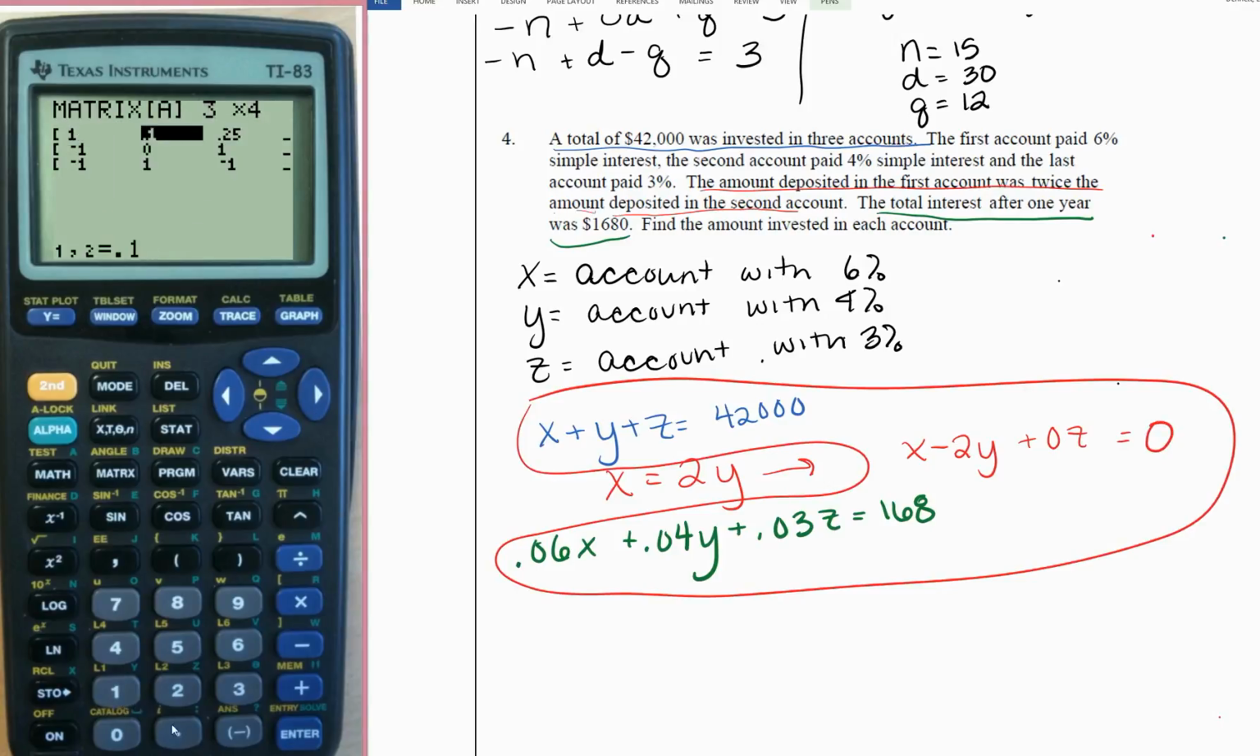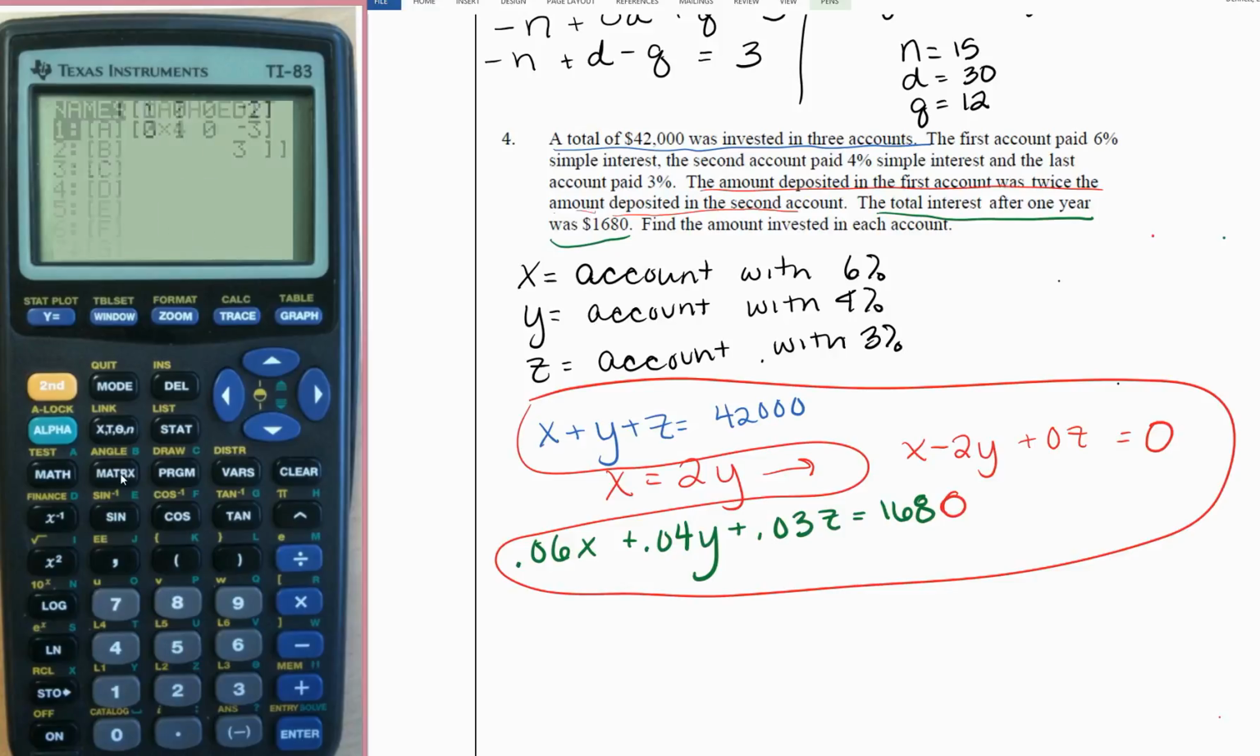So we have 1, 1, 1, 42,000 from our first equation, then 1, -2, 0, 0 from our second equation, 0.06, 0.04, 0.03, and 1680 there. Oops, I should have a 0 right there in the second row. Good thing I caught that.